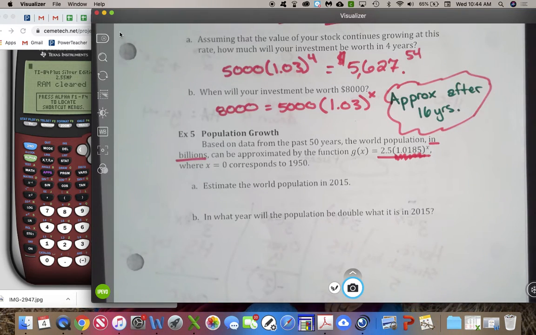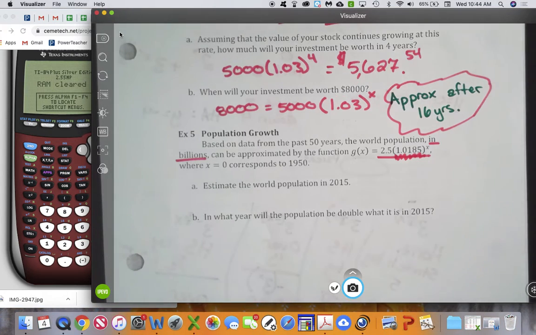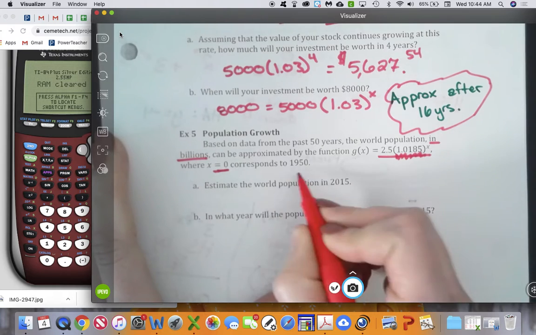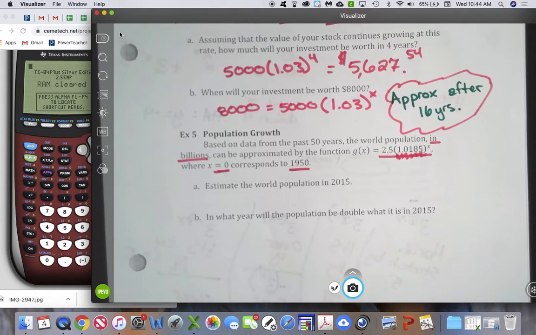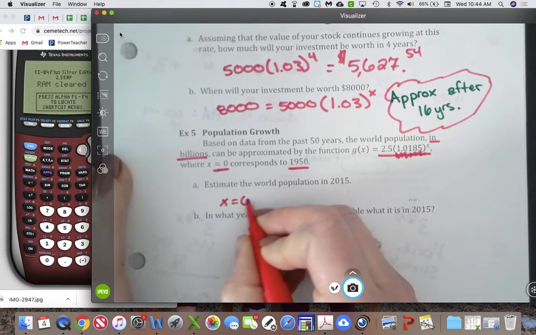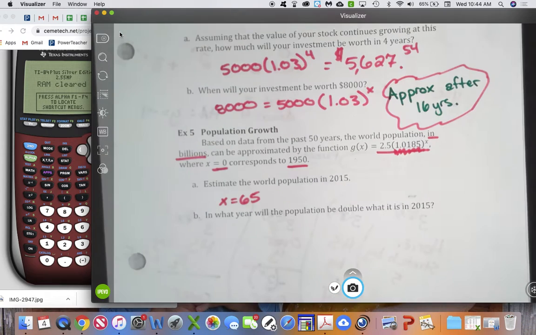Plug it in, but I'm not going to plug in 2015 because 0 is 1950. Year 0 is 1950. So what would the year 2015 be? 65. So I'm going to plug in x equals 65. Plugging in 65. You guys see why that is? Okay, so on your calculator, practice typing that in.